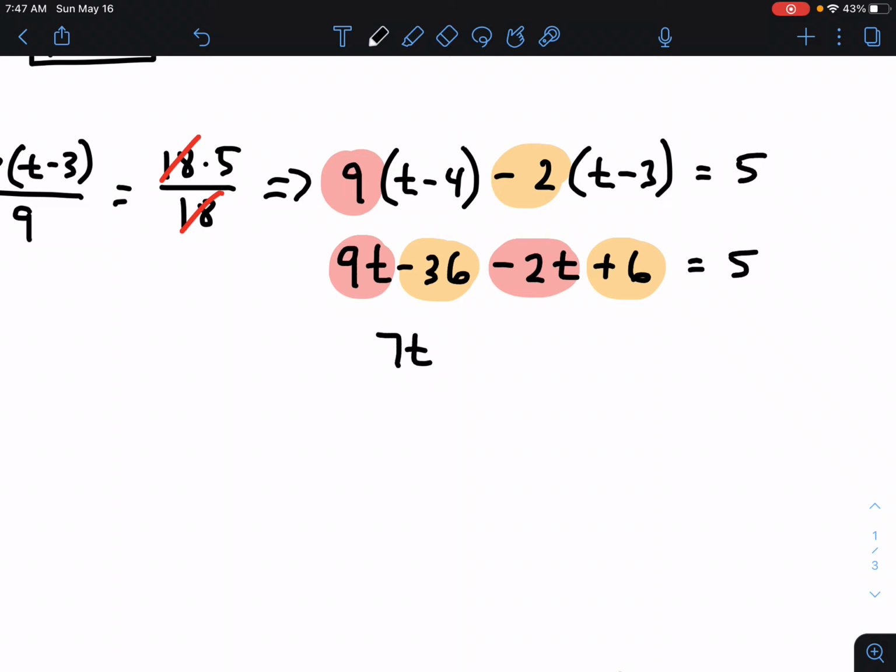And then negative 36 plus 6. So we're going to take that 6 away from the negative 36. So we have negative 30 is equal to 5. Okay, so then it's fairly straightforward to solve from here.